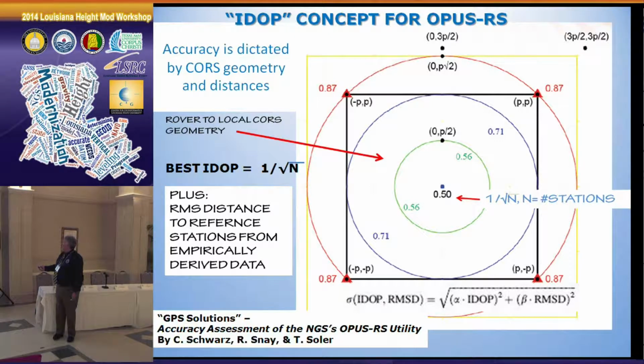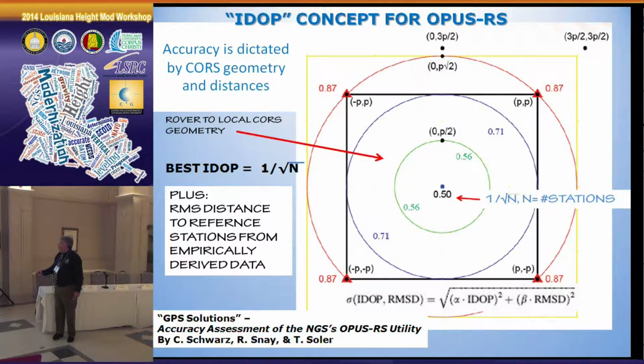So if you're right in the center of these stations, that's the best position because you're going to get an interpolated value that takes all of them equally into account. And you'll get your best position, supposedly. The value for that is simply 1 over the square root of the number of stations. Okay, so 4 stations will be 0.5. We follow that.